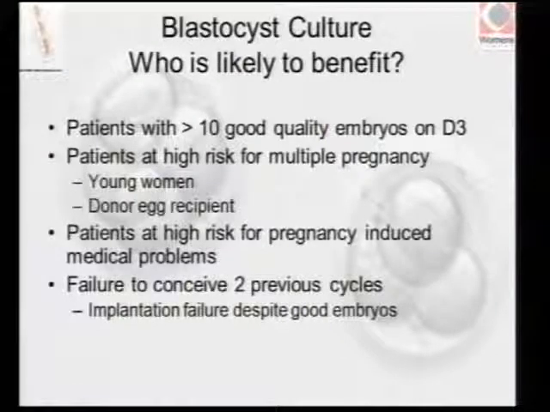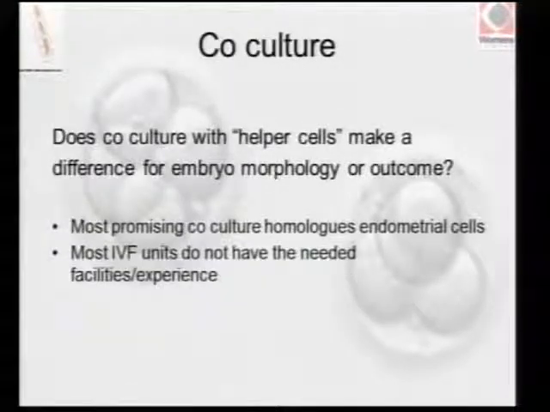Patients who are at a higher risk for multiple pregnancy, you can go for a blastocyst culture: young women, donor egg recipients, women at high risk for pregnancy-induced medical problems where you do not want a multiple pregnancy may be candidates for blastocyst culture. Failure to conceive in at least 2 previous cycles, implantation failure despite what you consider good embryos, may be another reason for culturing up to blastocyst.